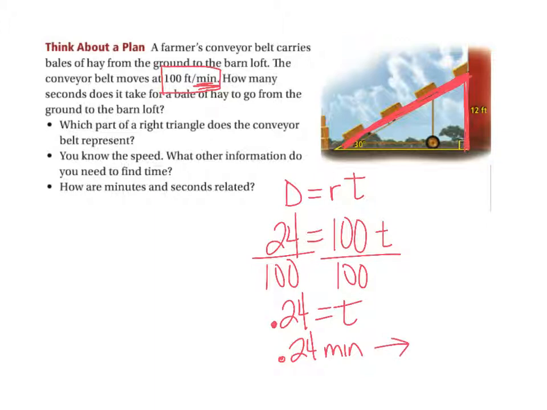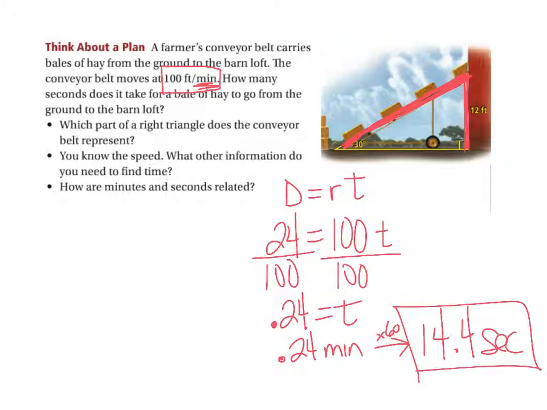So if I want to go from minutes to seconds, I just take it times 60, and I get 14.4 seconds. That'd be another way to write that. I'll just do a little times 60 right there so you remember what you did. Okay, so I'm going to go with 14.4 seconds is how long it takes to get that bale up there.